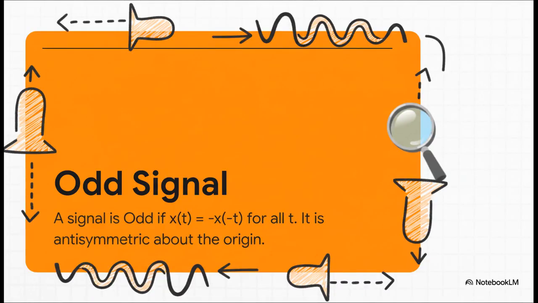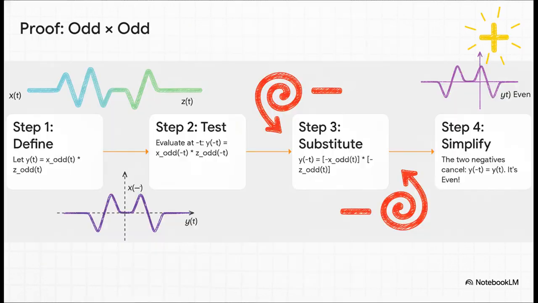Okay, first things first, let's refresh our memory on the fundamental definition of an odd signal. Remember, it's a signal that has anti-symmetry right around the origin. And what does that mean algebraically? It means that x of minus t is equal to negative x of t. That has to be true for every single value of t. All right, let's walk through this proof step by step.